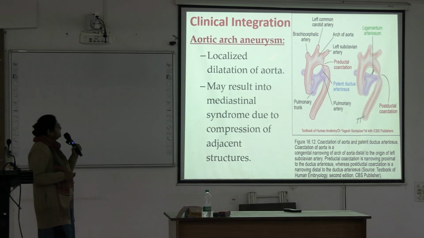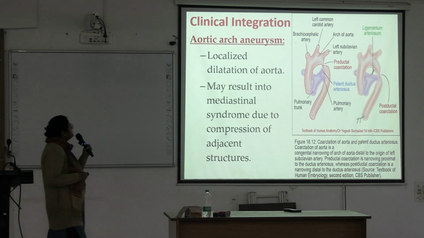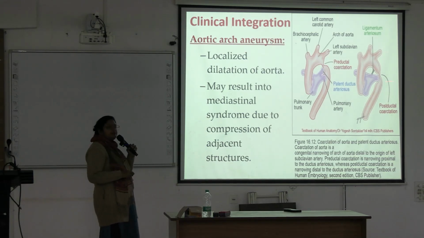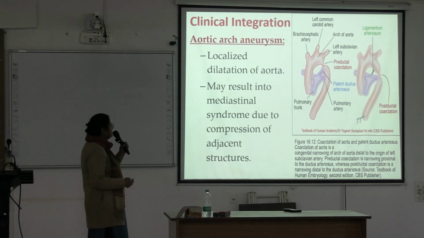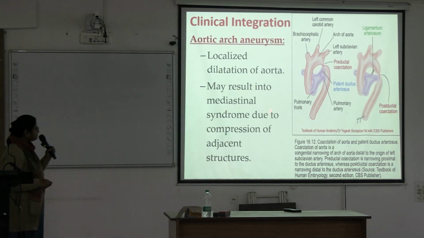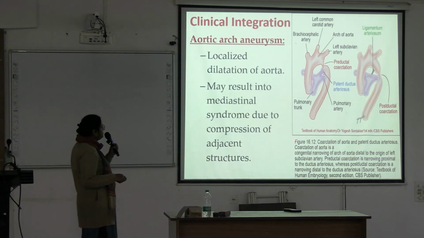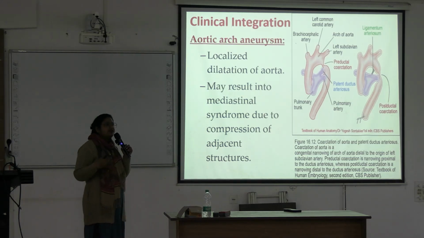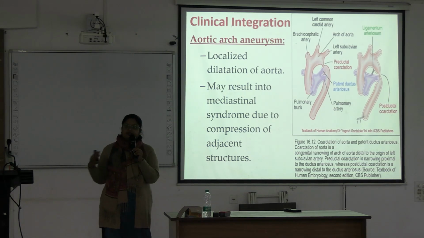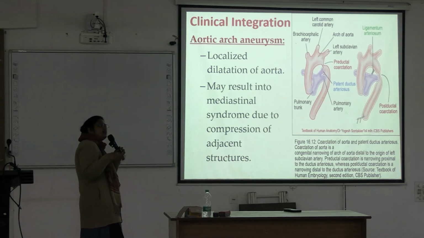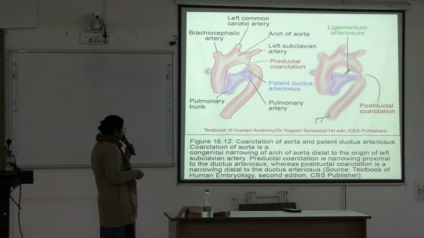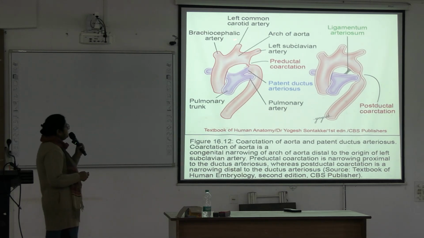Next is aortic arch aneurysm. Aortic arch aneurysm is a localized dilatation of the aorta. Aneurysm means dilatation. It may result in mediastinal syndrome due to compression of the adjacent structures. Superior vena cava, pulmonary trunk, all these can be compressed, and different nerves. So here is the preductal coarctation. This is postductal coarctation of aorta. And here patent ductus arteriosus has been shown.